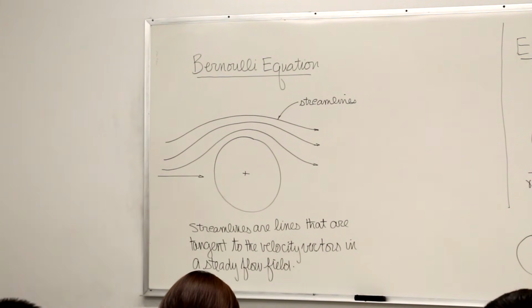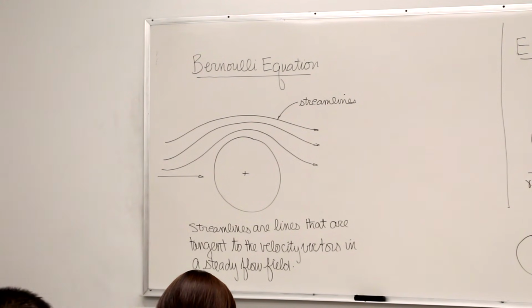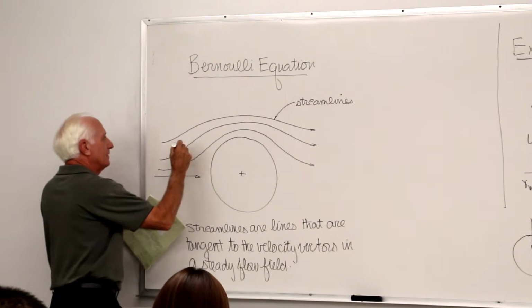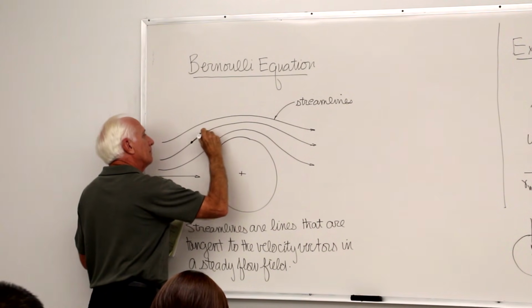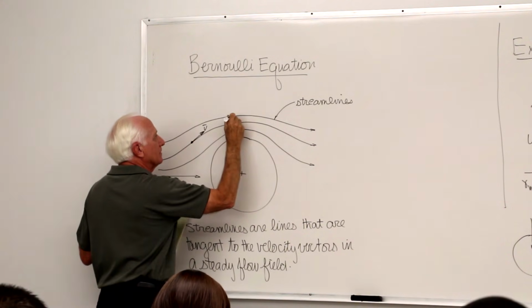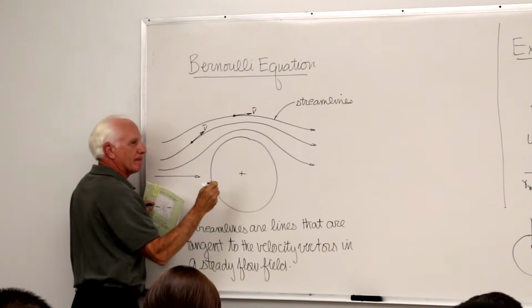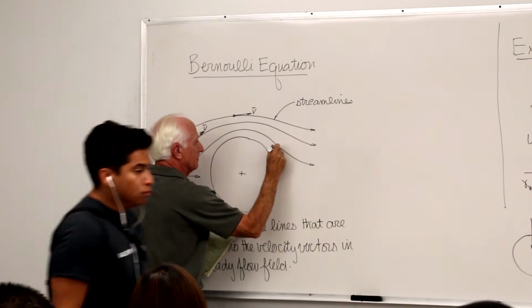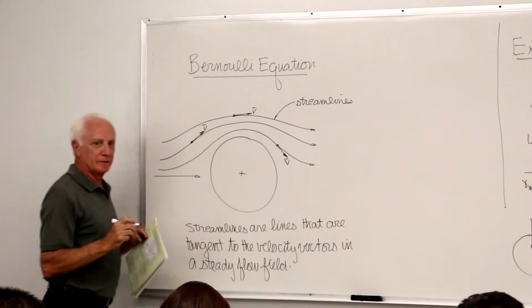Okay, that's the definition of streamlines. So here's the velocity vector at this point. Here's the velocity vector at this point. Here's the velocity vector at this point. Well, you can see what we're doing.